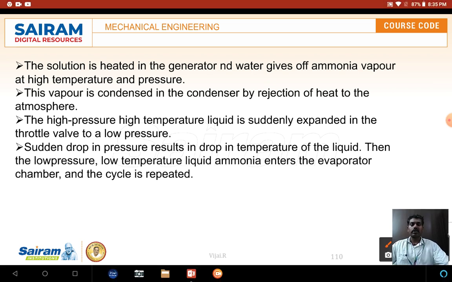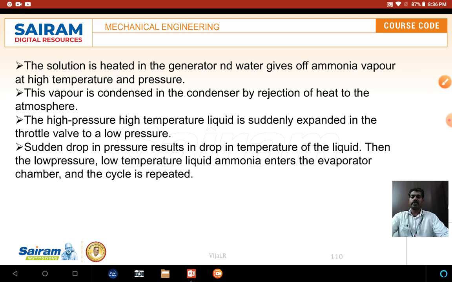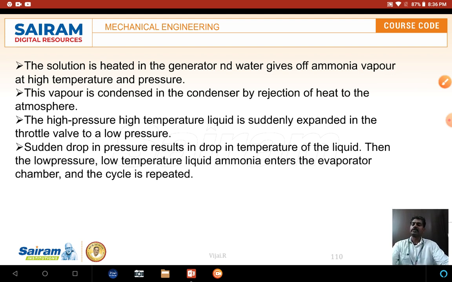The ammonia vapor goes to the condenser, where the heat rejection process takes place, and the ammonia vapor is converted into a liquid. So it is condensed into ammonia liquid, and this liquid ammonia again goes to the evaporator area. So that continuous process is happening. This is how the ammonia solution becomes vapor and is condensed.